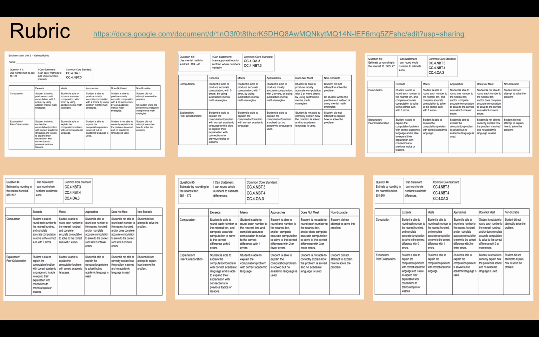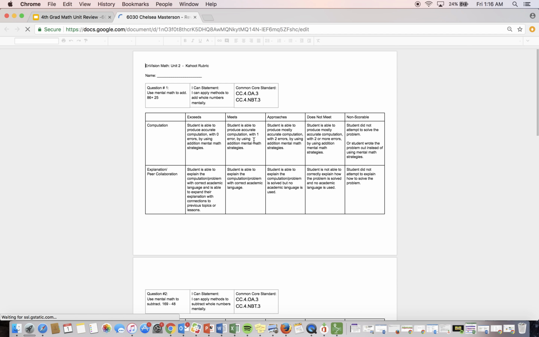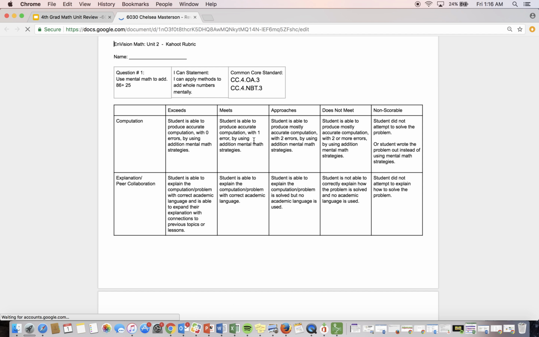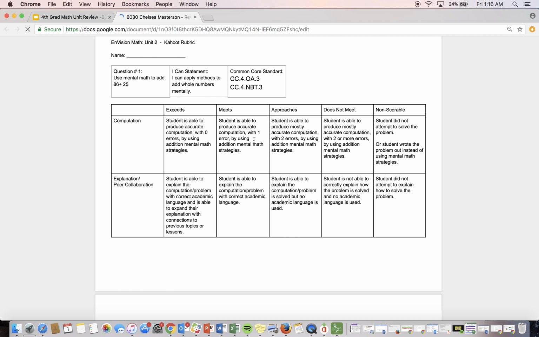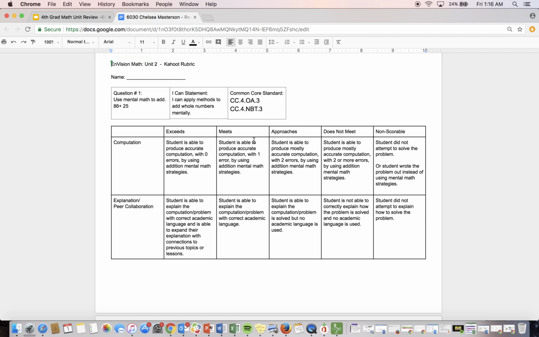Next, I showed screenshots of the rubric that I created, and I also included the link right here. So the link for that looks like this. So I had to kind of put one question on each page for my rubric. I know it seems very long, but that's how I could fit it best with the amount of detail needed. So students' questions from the Kahoot are listed, and the I can statement, and then the Common Core standard is listed as well.